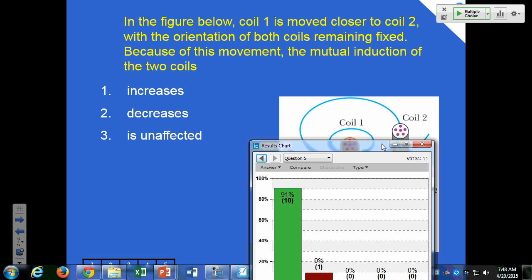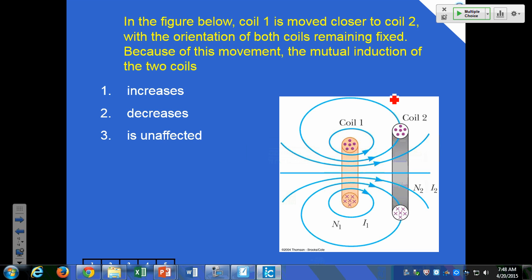Okay, excellent. A is the right answer, for the simple reason that my magnetic flux is increasing. If I move this thing closer, I have more flux lines now passing through the same area, and that is magnetic flux, right? Φ_B is equal to B times A, or the integral of B dot dA. So my magnetic flux is increasing as I move those two closer.